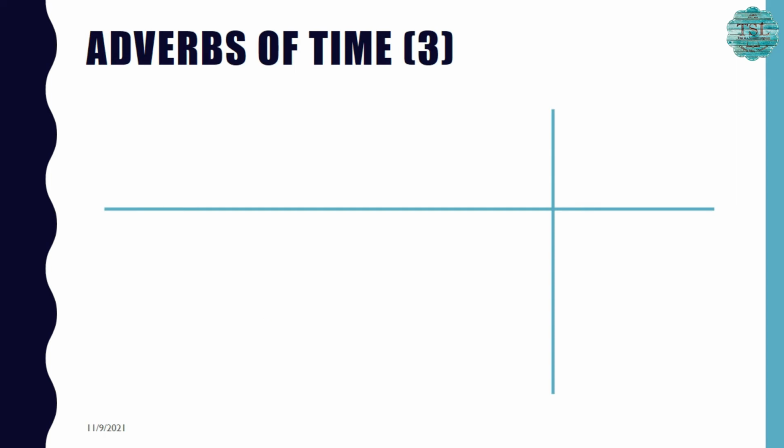So now let's learn adverbs of time number 3. The first one is แล้ว, which means already. The second one is เร็วๆนี้. The word เร็ว means fast or rapid. So เร็วๆนี้ can be recently or soon.